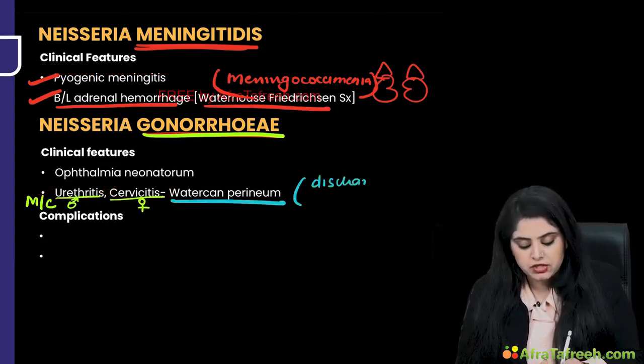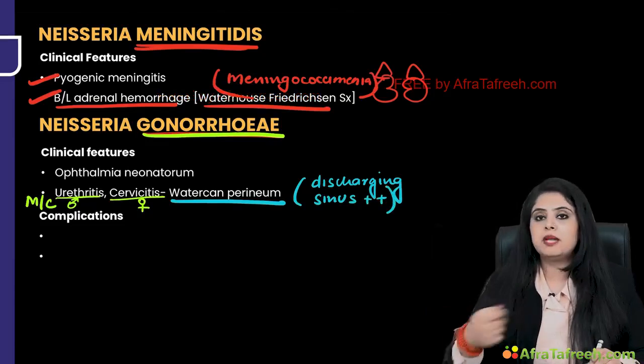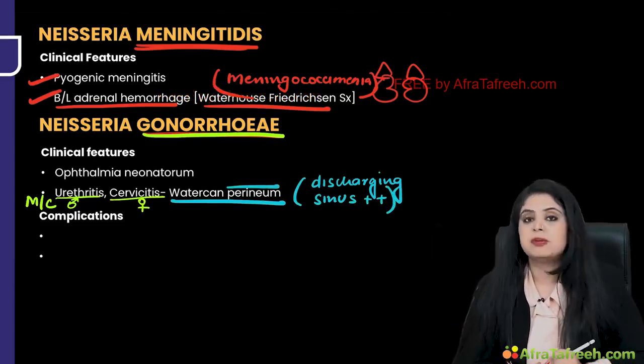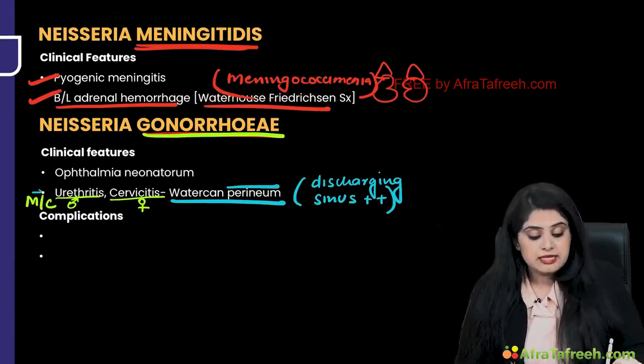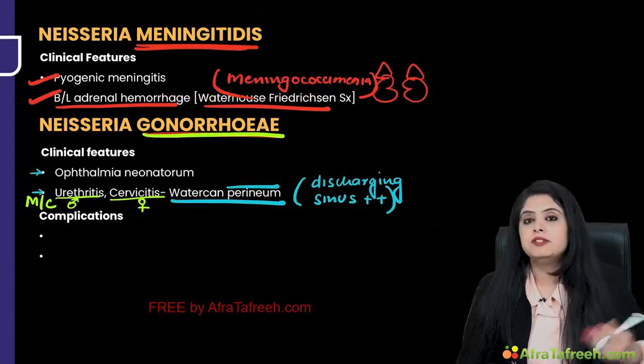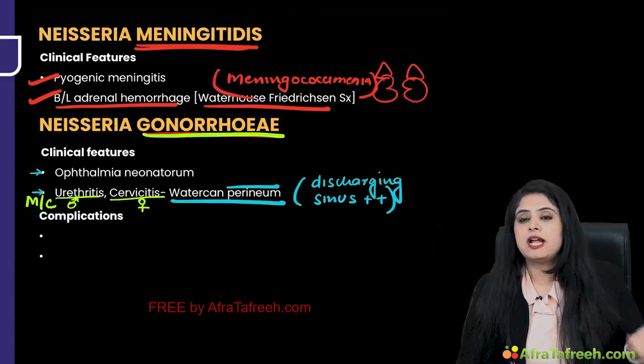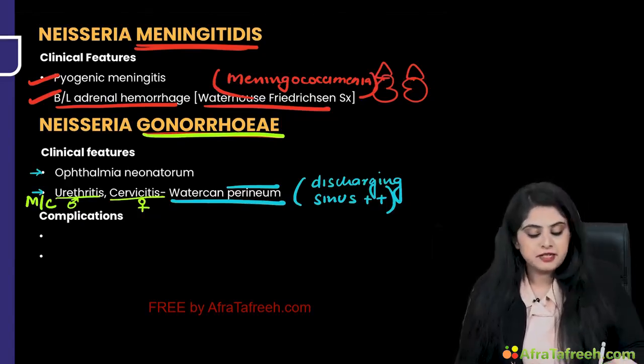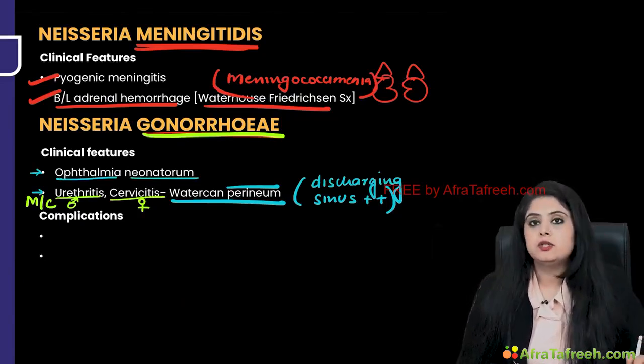There are multiple discharging sinuses that are created like a watering can for watering the plants. Multiple pus points are there in the skin in the perineum through which pus comes out. Now, tell me, if a child is born to a mother who is having gonorrhea, while passing through the birth canal, can the child's eyes get affected? Yes, ophthalmia neonatorum is positive.